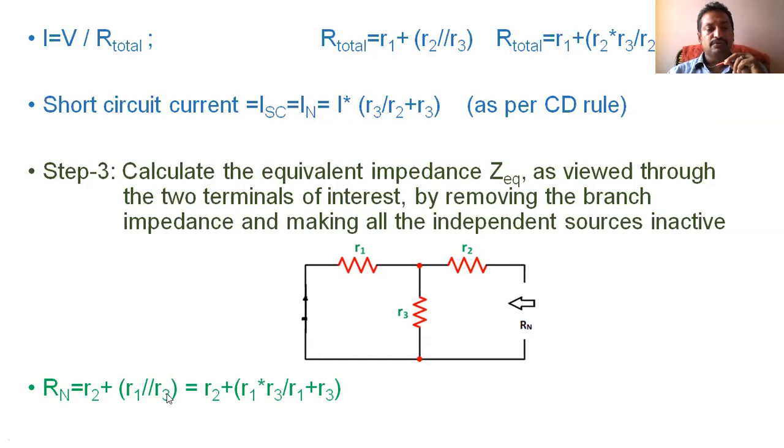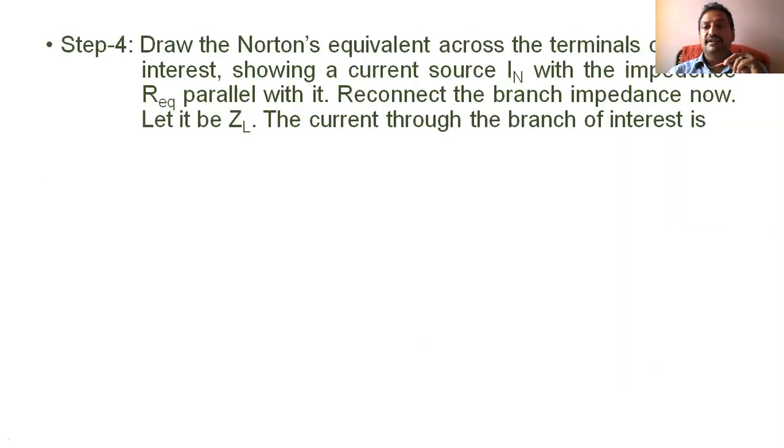Rn is equal to R1 in parallel with R3, so R2 plus R1 in parallel with R3. Therefore, for impedances, we remember Zn is equal to Z2 plus Z1 in parallel with Z3, so Z2 plus Z1 Z3 by Z1 plus Z3. Then you come back to this fourth step.